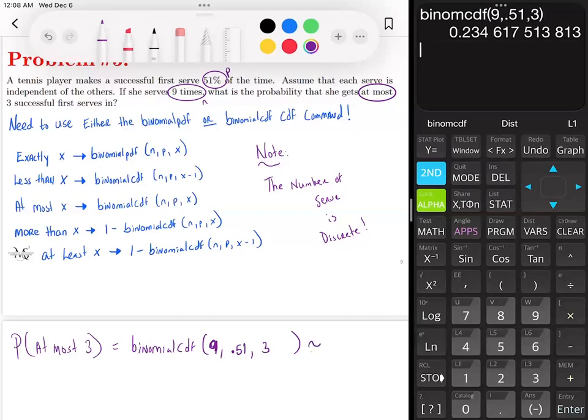I get a value, and I round it to 4 decimal places. This will be 0.2346. So that's how you would do it, essentially, in a graphing calculator.